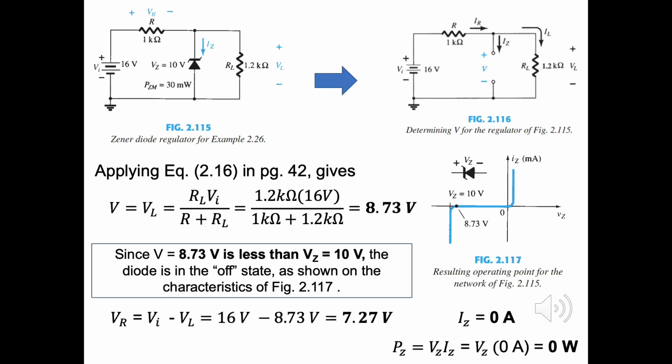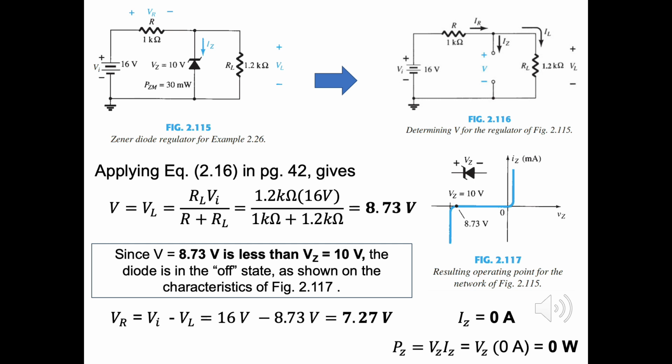As discussed earlier, at first, we need to determine V from the figure on the top left, whereby we have an open circuit in the middle. Here V is equal to VL and we will have 8.73 volt. Since 8.73 volt is less than 10 volts, this diode is in the off state. As mentioned in the question, we need to find VR, IZ, and PZ instead of only finding the VL.